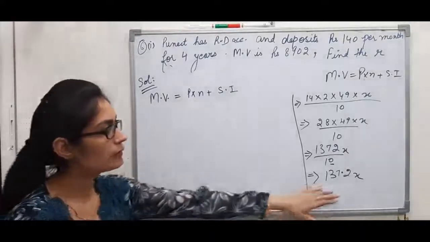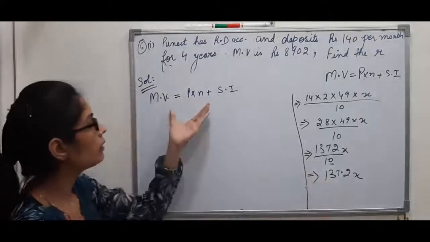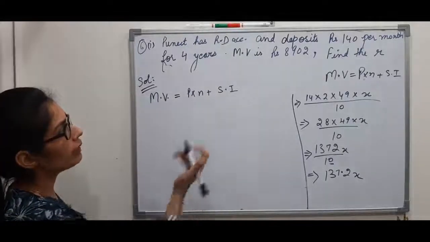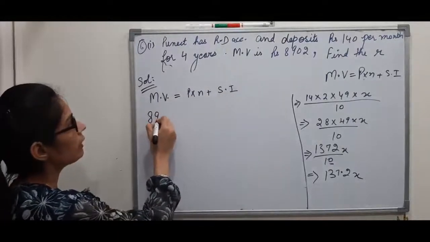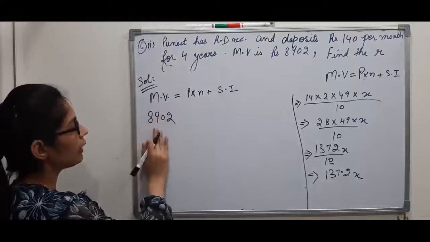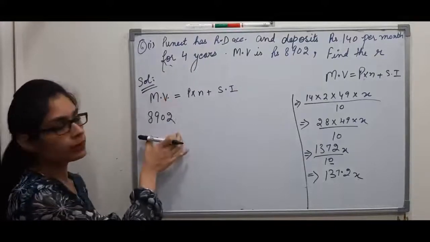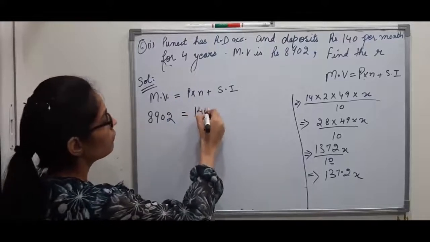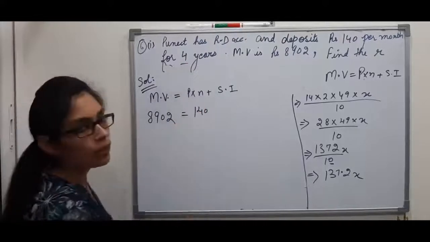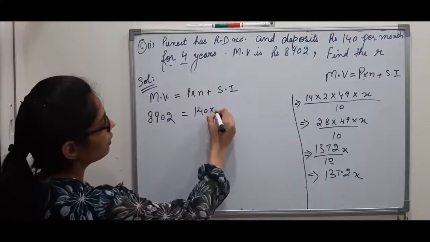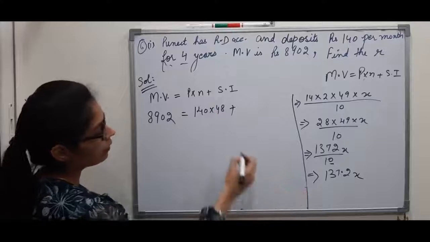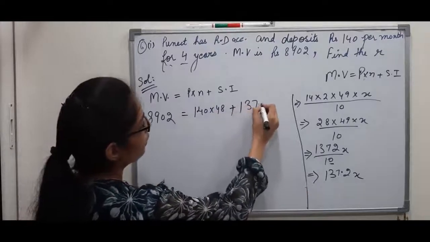Now I will use this value of simple interest in the formula of maturity value. Maturity value they have already given me, 8,902. I will write it below this because it's already given. P also they have given me, 140, and n is 4 years, which we have already converted into months, that is 48 months, plus simple interest, which is 137.2x.